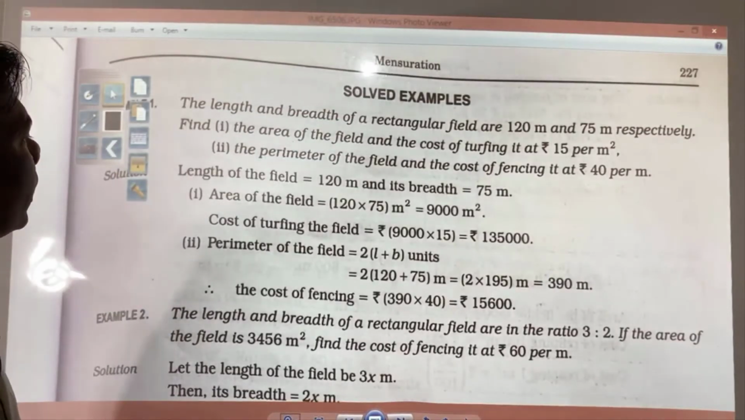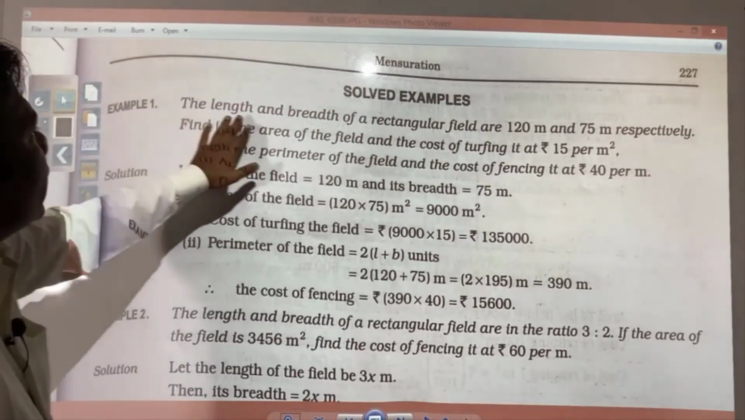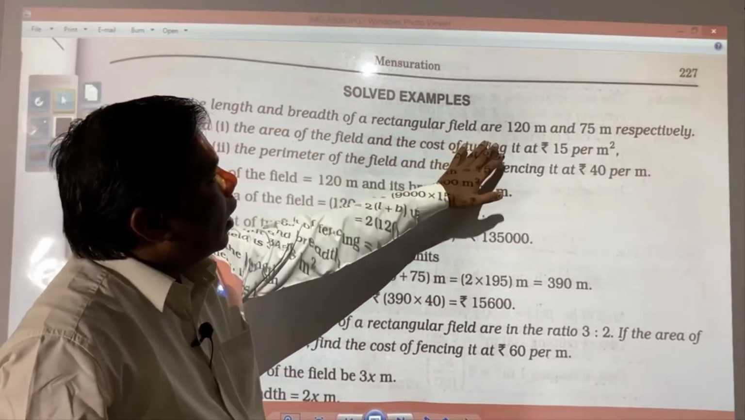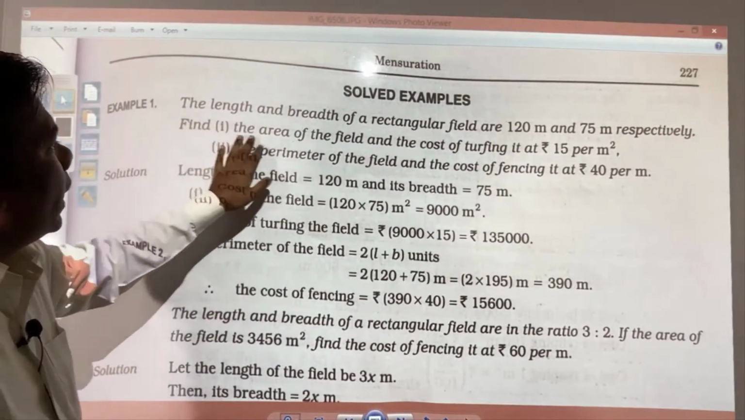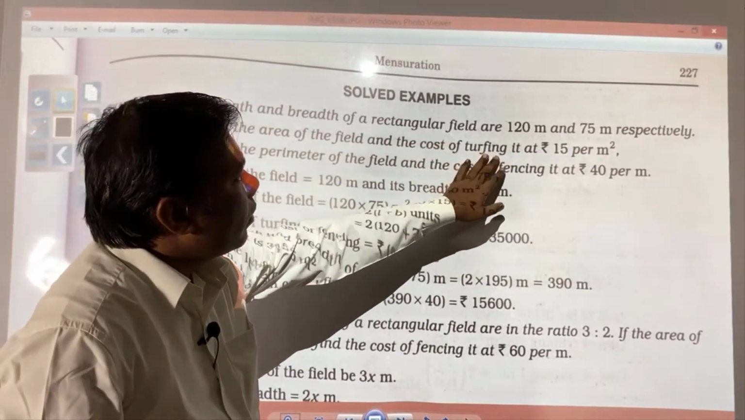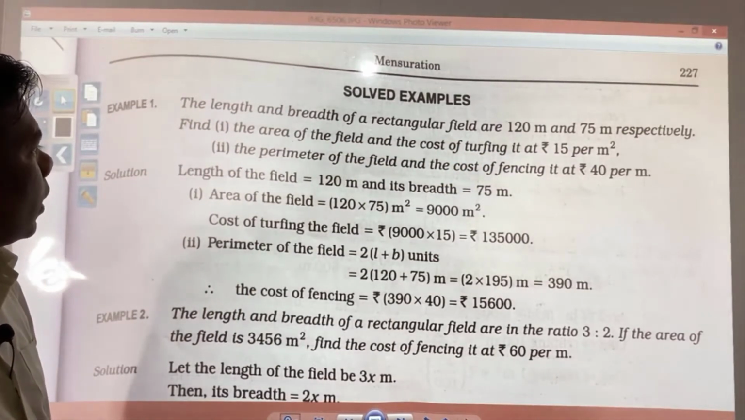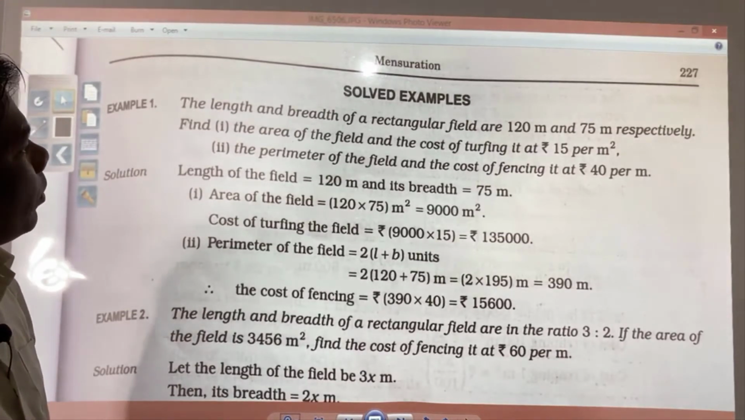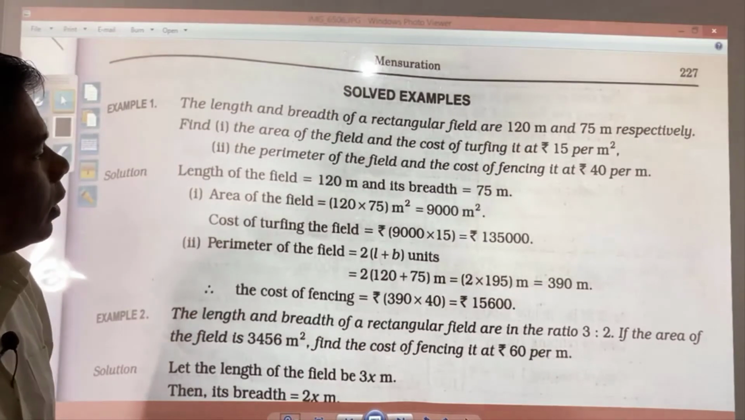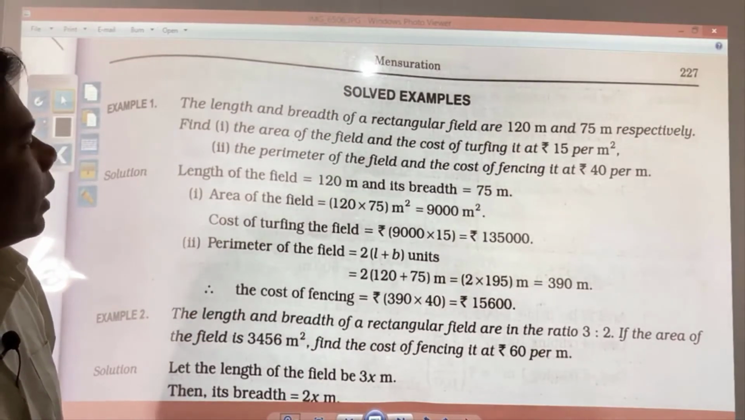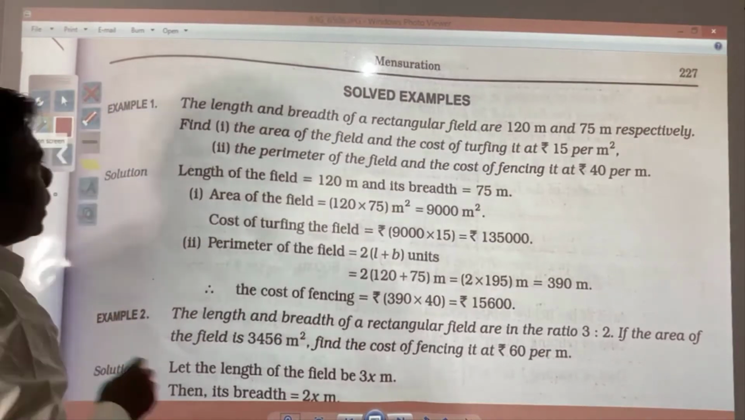Now we have solved examples. Here you see, the length and breadth of a rectangular field are 120 meter and 75 meter respectively. Find the area of the field and the cost of turfing it at 15 rupees per meter square. And second, find the perimeter of the field and the cost of fencing it at rupees 40 per meter. This is a very important question. Try to learn, try to understand first.